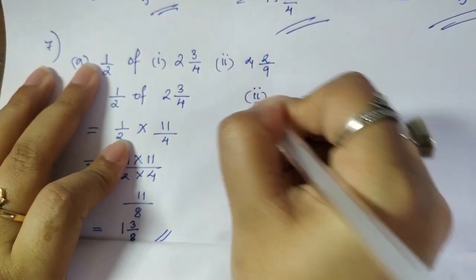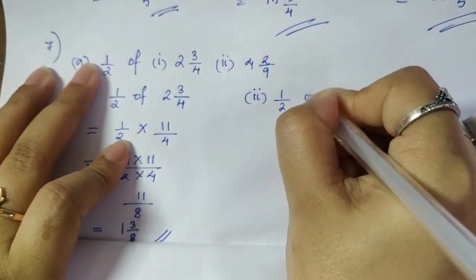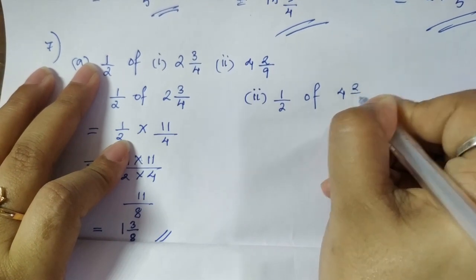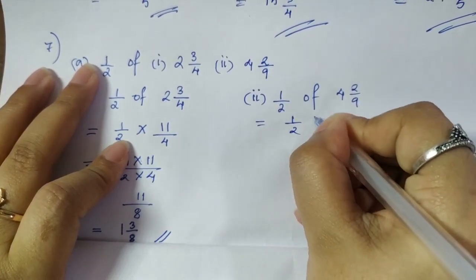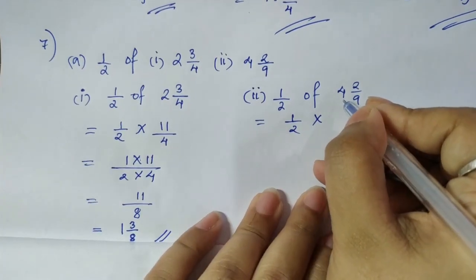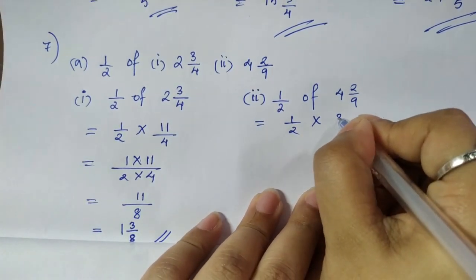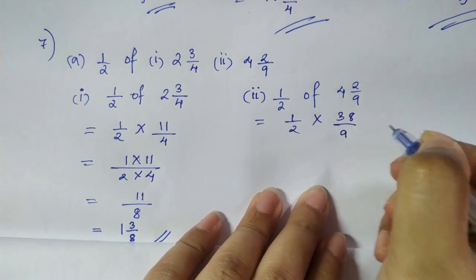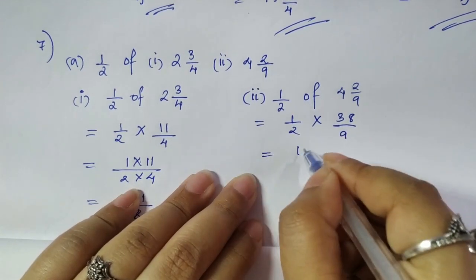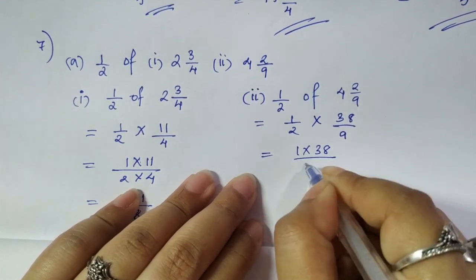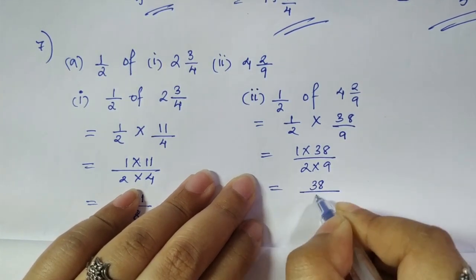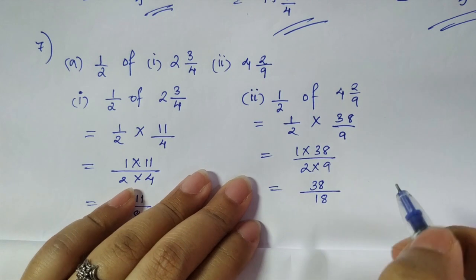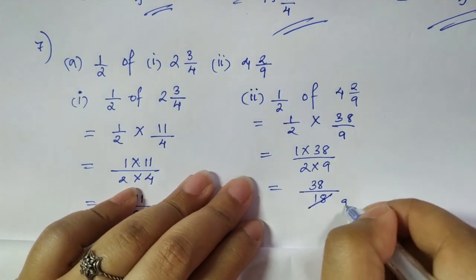In number 2 also it's given 1 by 2 of 4 2 by 9. Now 1 by 2 of means multiply. 9 4s are 36 plus 2, 38 by 9. Let's multiply the numerator with the numerator and denominator with the denominator. 38 by 9 2s are 18. Right? Can it be cancelled? Yes.